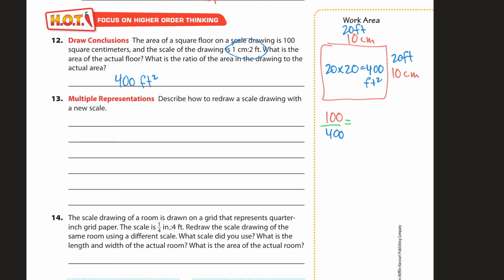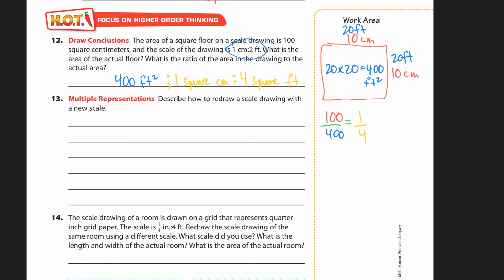So what's the ratio of the area? It's 1 to 4. So the ratio is 1 square centimeter corresponds to 4 square feet.